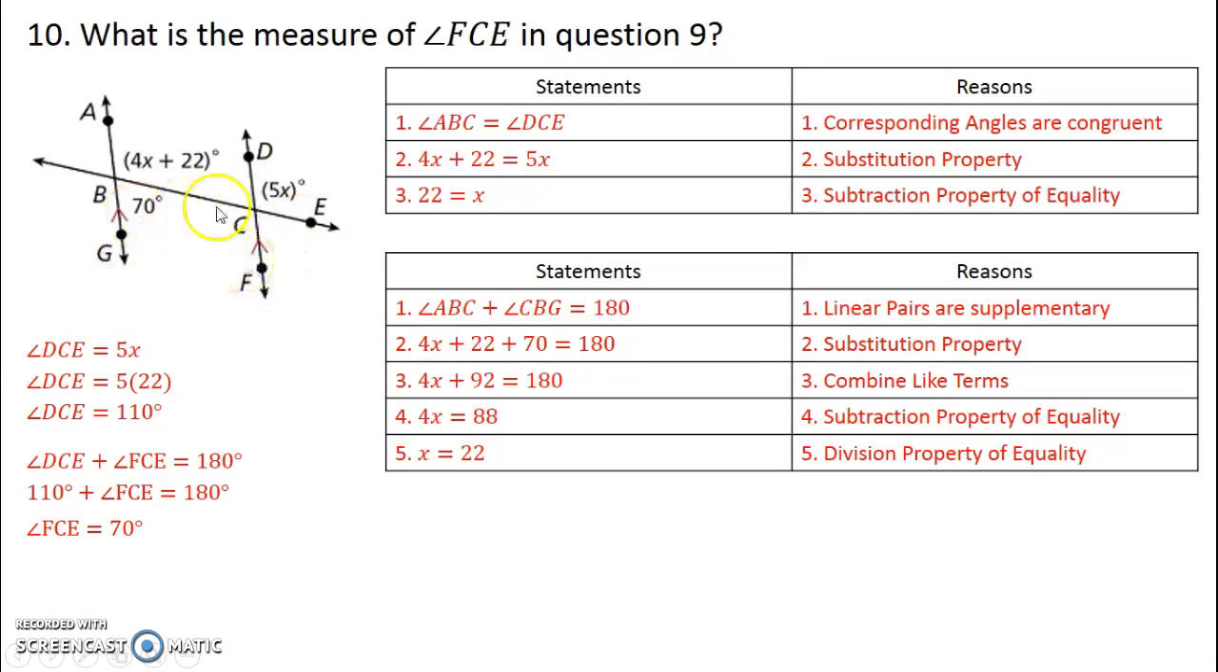You could do all that work, or you could have realized, hey, look, FCE that they're asking me about corresponds with the original 70-degree angle. You technically didn't have to substitute anything at all. You could just say, well, corresponding angles are congruent, so therefore I know that is a 70-degree angle. Either one is fine, both get you the same answer.